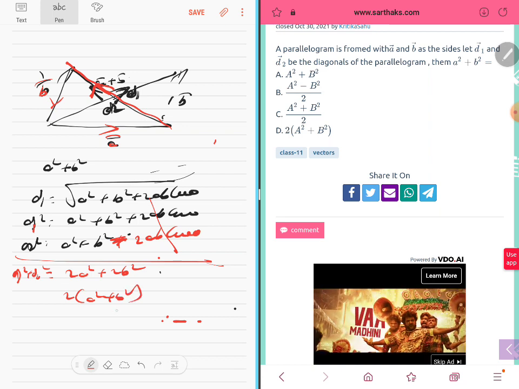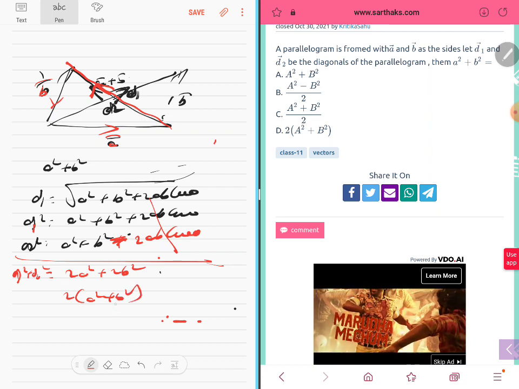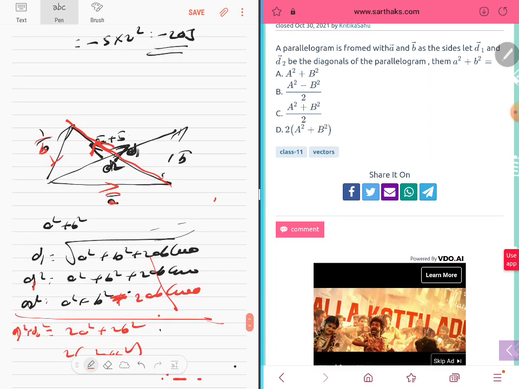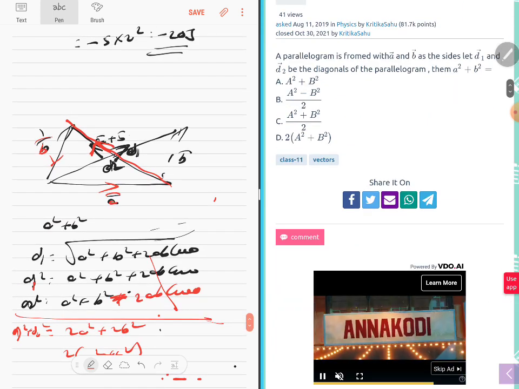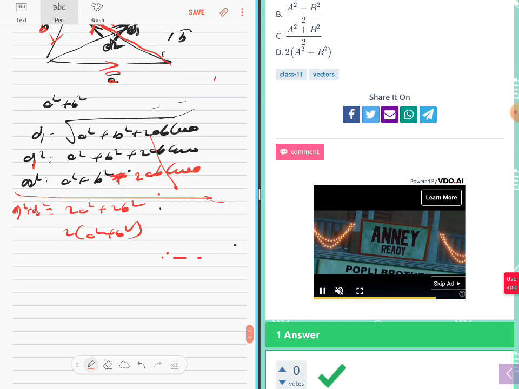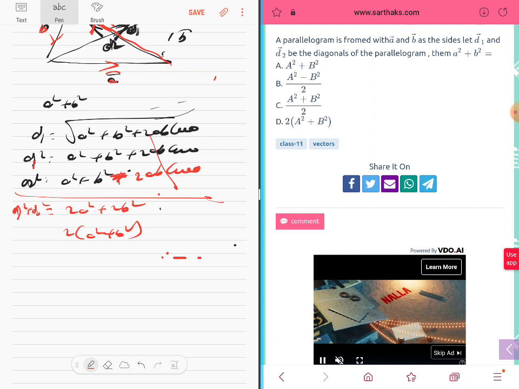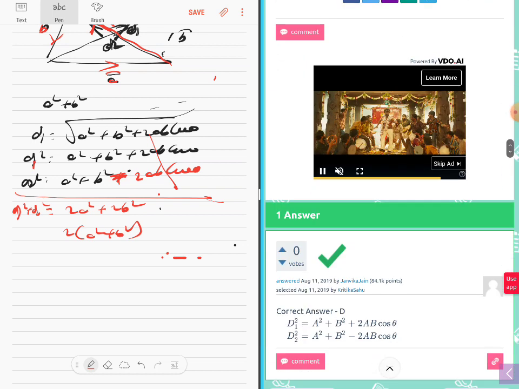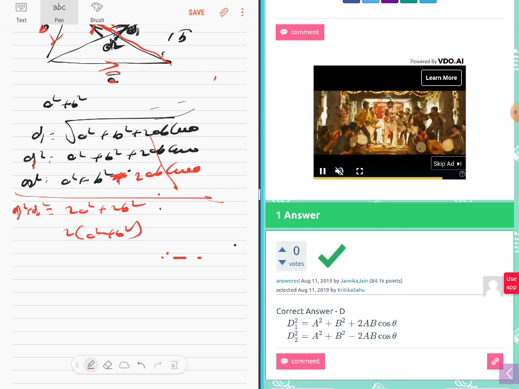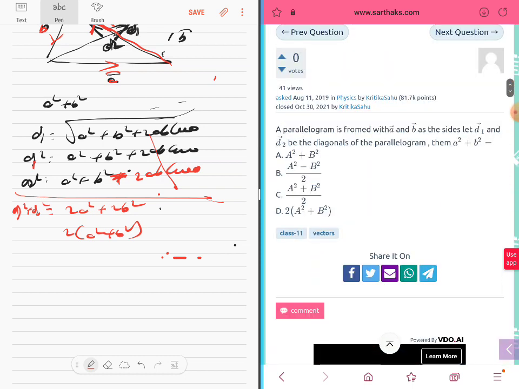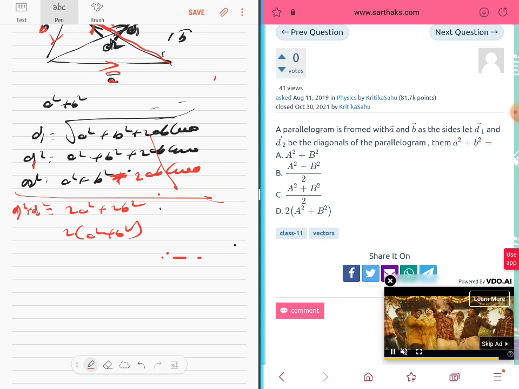So are they asking about, then the question is wrong. For the diagonals of the parallelogram, it must be D1 square plus D2 square, not a square plus b square. I think there's some confusion here. Okay, total confusion in the question. So let's forget about it. But you understood, if the question is correct, then we can answer whatever they want.